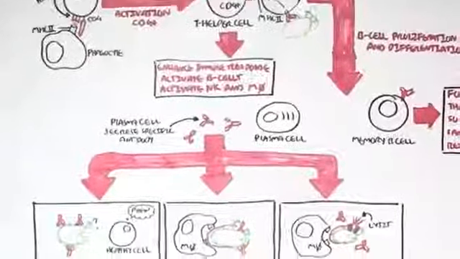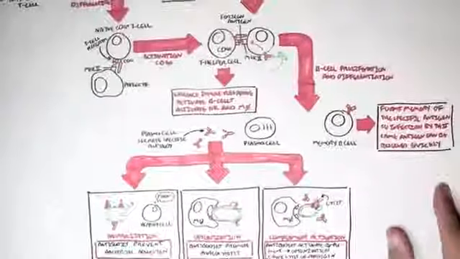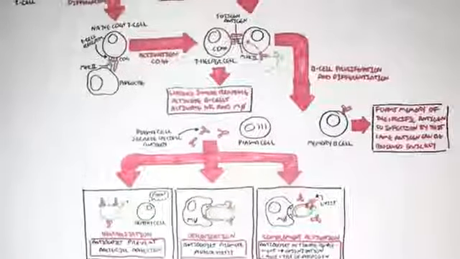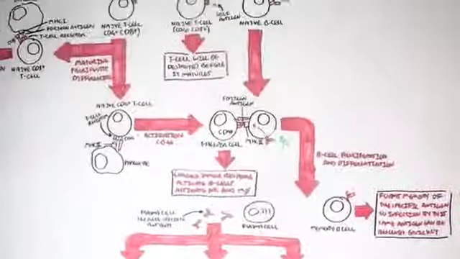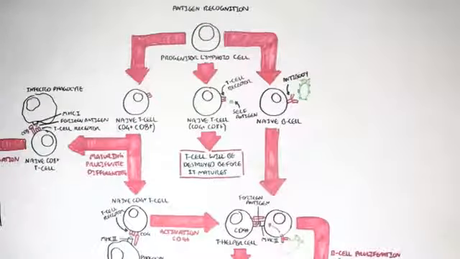And that was the function of antibodies secreted by plasma cells. What I just drew was an overall picture of how the CD4 and CD8 T cells become activated and how the naive B cell also becomes activated.